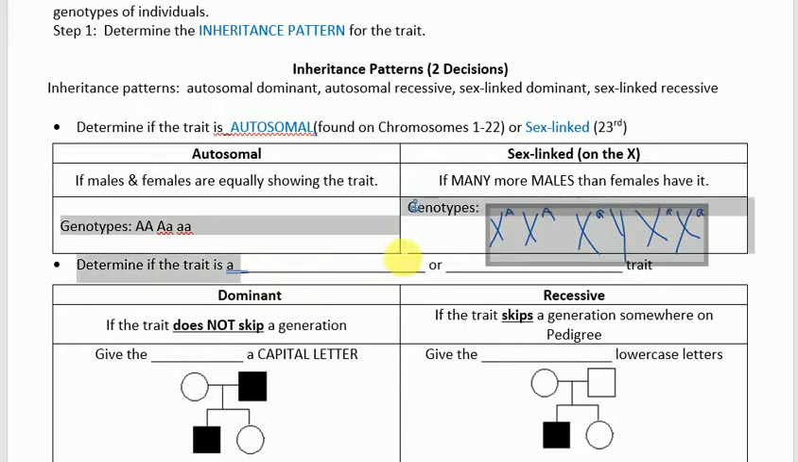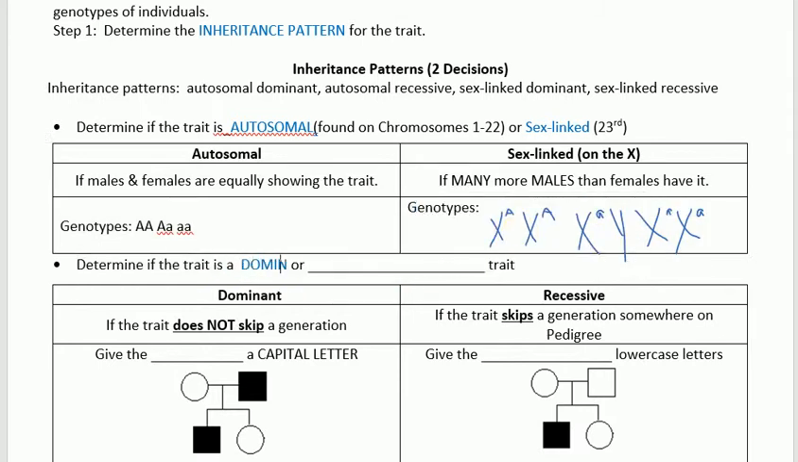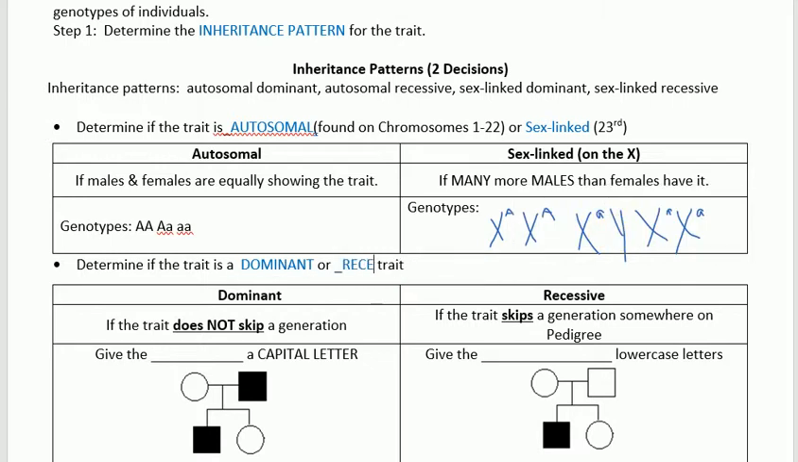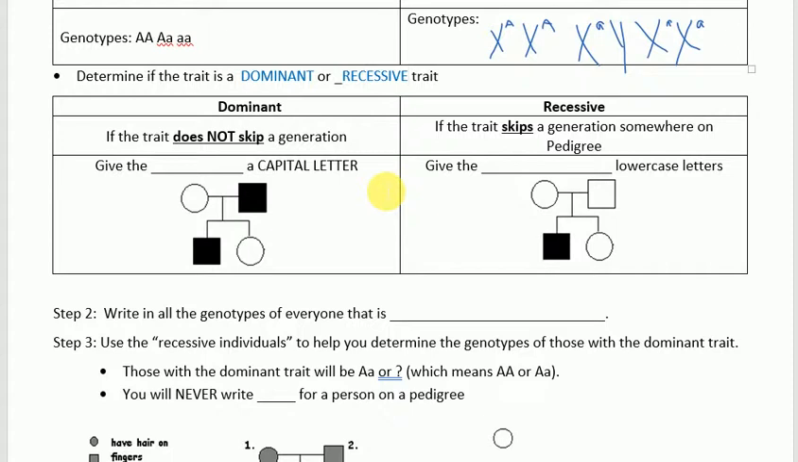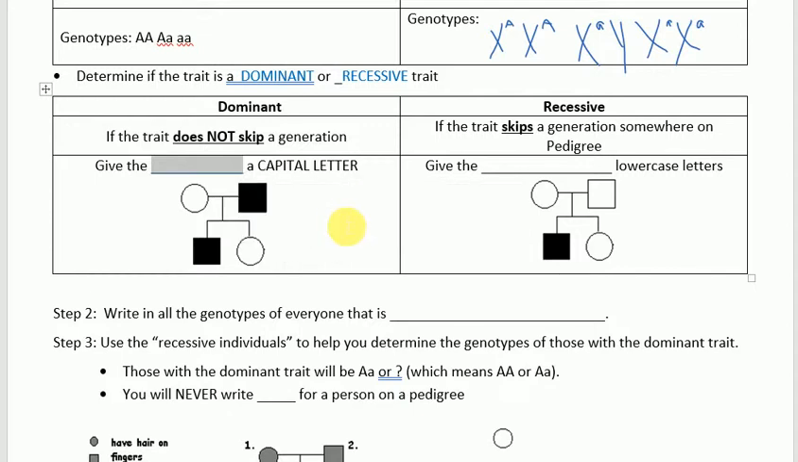The next thing you need to do is you need to determine, is the trait dominant or is it actually a recessive trait? So here's your clues for that. A trait is dominant if it does not skip a generation. So in this case, you are going to give the shaded individual a capital letter.